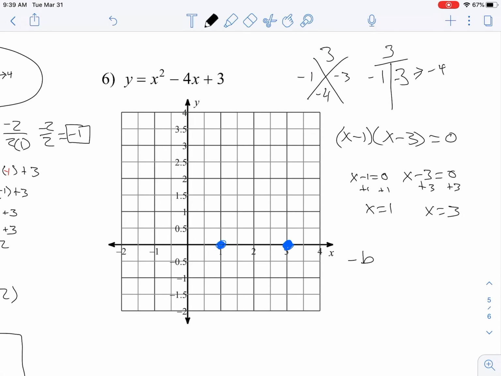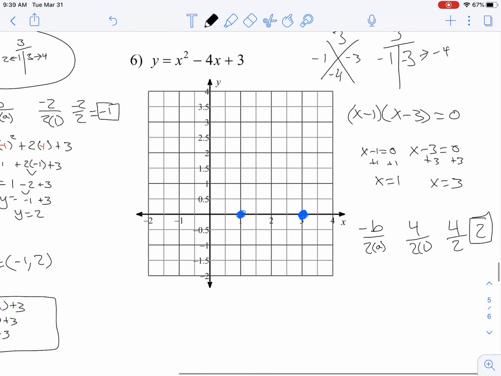I'll show you how we find it mathematically as well. Right? -b over 2 times a. So the opposite of -4 over 2 times 1. And 4 over 2, which means 2. And that's what we just looked at, right? Visually, we looked at what's in between those two. It's a 2. And that's what we got here. We'll plug that back in. Instead of an x, I'm replacing it with a 2. And then evaluating.